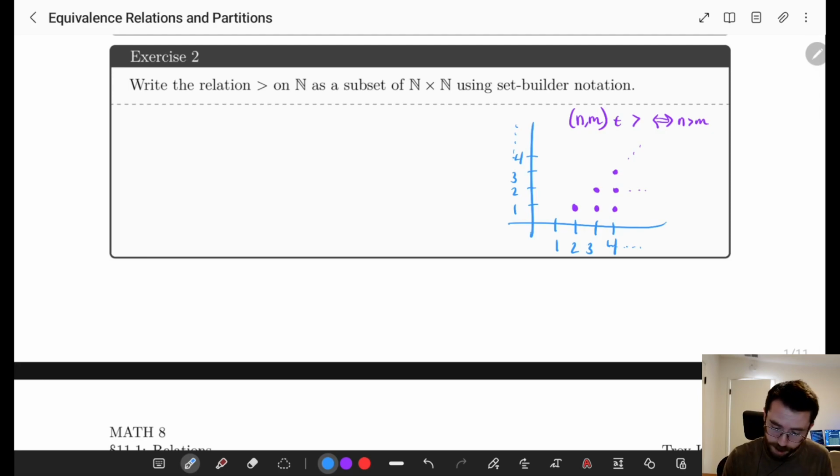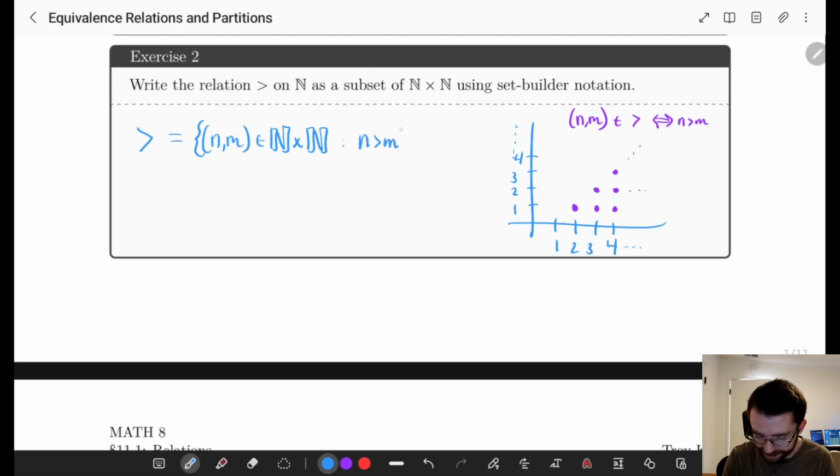Actually, drawing it out might be harder than just writing the relation in set builder notation. This relation, sorry, that should be greater than, huh? This relation greater than in set builder notation could be written as the set of all ordered pairs of natural numbers. So remember, ordered pairs are in the Cartesian product of N with itself, in this case. And I just want n greater than m. That's all it is. It's basically just drop the relation right here. X-coordinate bigger than y-coordinate. Okay. And you can maybe take some time to think about, yeah, that does actually produce this graph here.